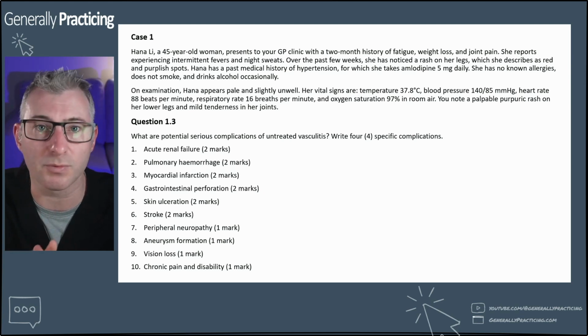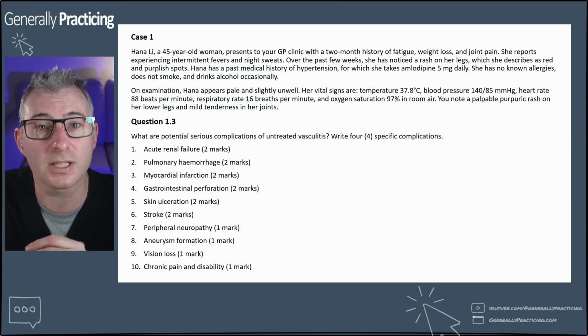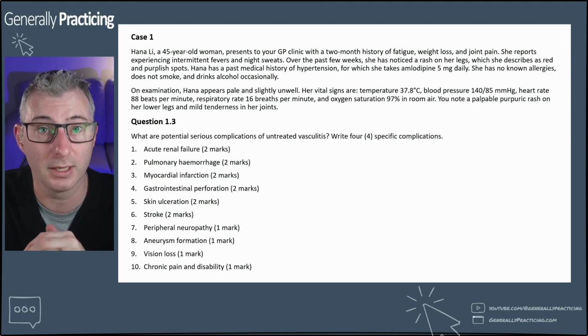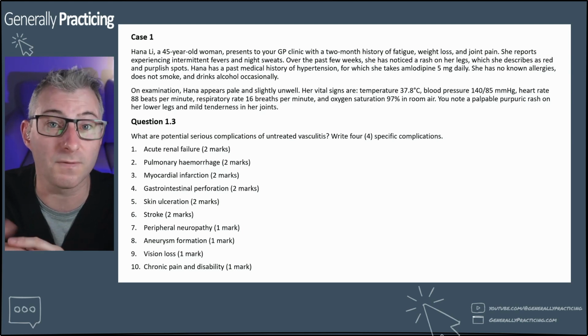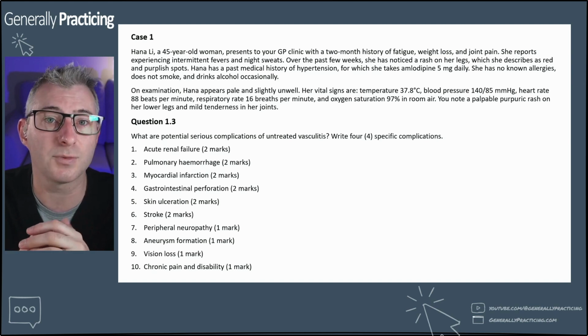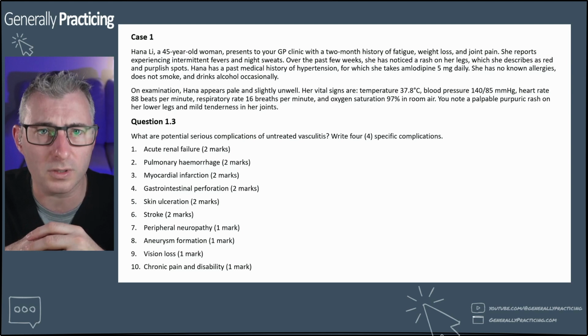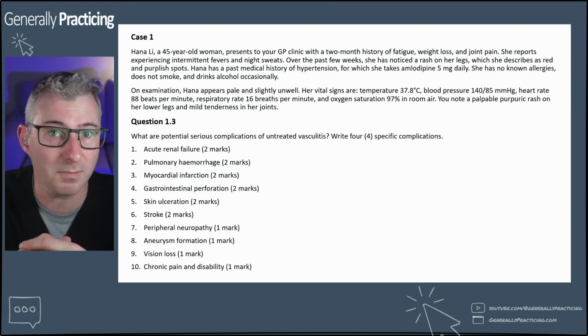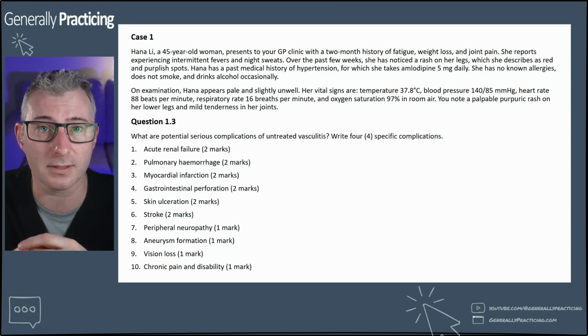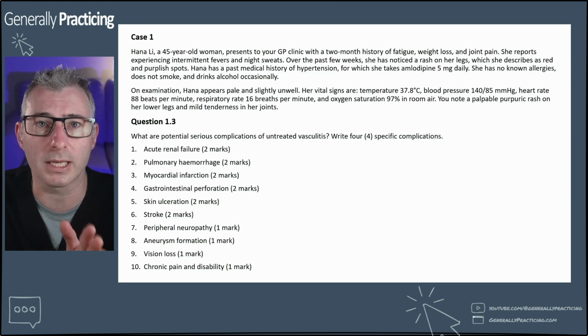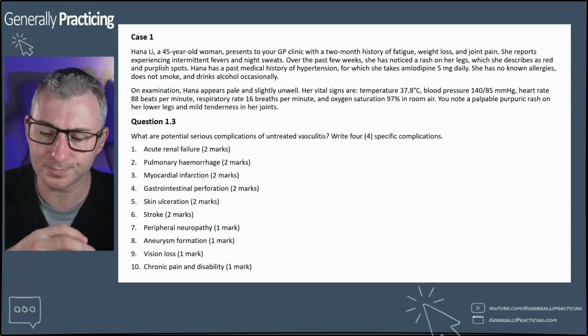They're the big things we really, really worry about. Of course, there's also things like peripheral neuropathy, aneurysm formation, vision loss or blindness, as well as chronic pain and disability. These are things that are certainly important, can have a dramatic impact on a patient's life, but they're not that same immediate life-threateningness, and so would be worth 1 mark.